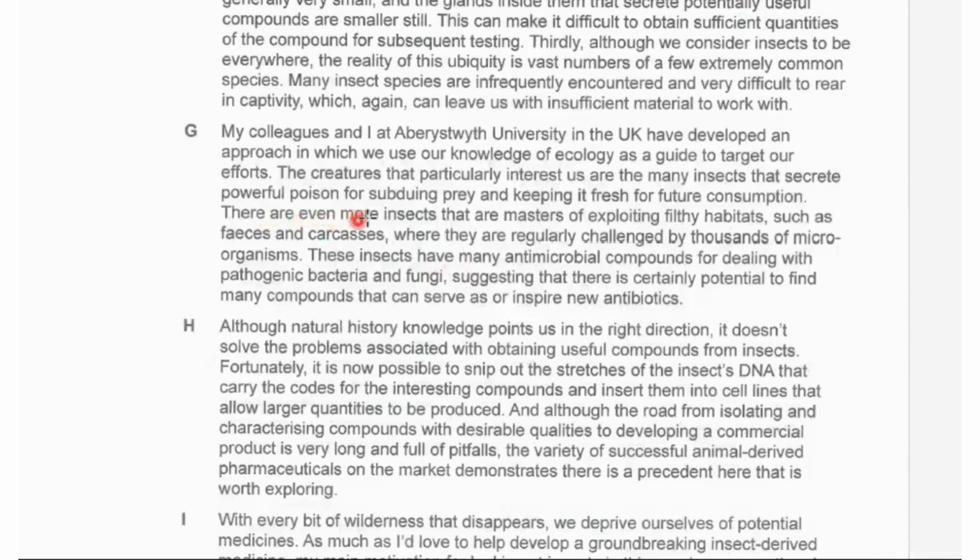There are even more insects that are masters of exploiting filthy habitats, such as feces and carcasses, where they are regularly challenged by thousands of microorganisms. These insects have many antimicrobial compounds for dealing with pathogenic bacteria and fungi, suggesting that there is certainly potential to find many compounds that can serve as or inspire new antibiotics.